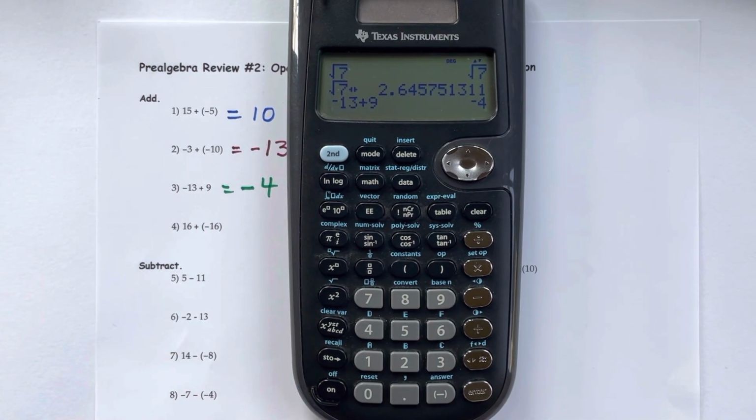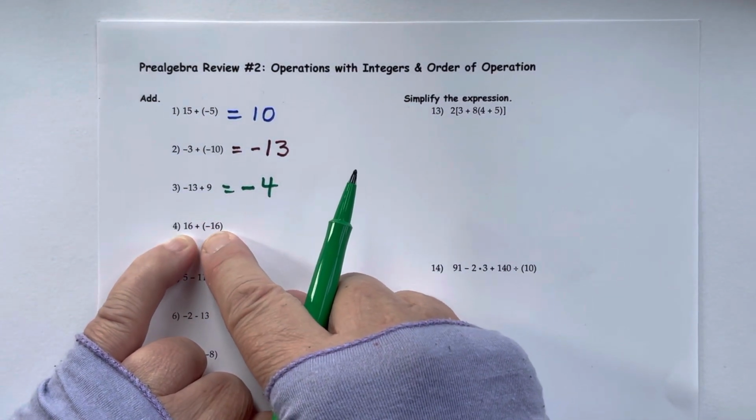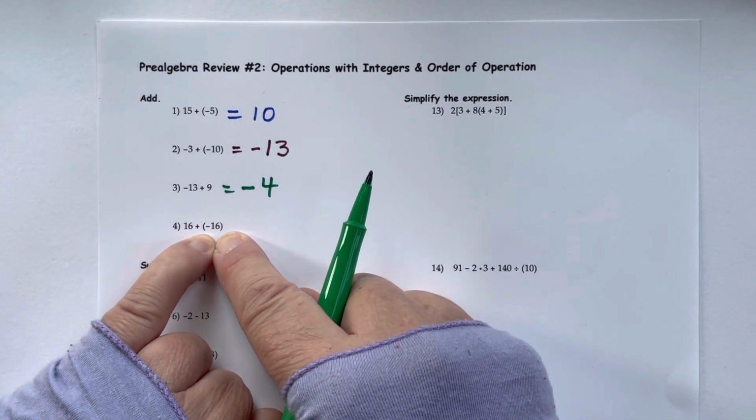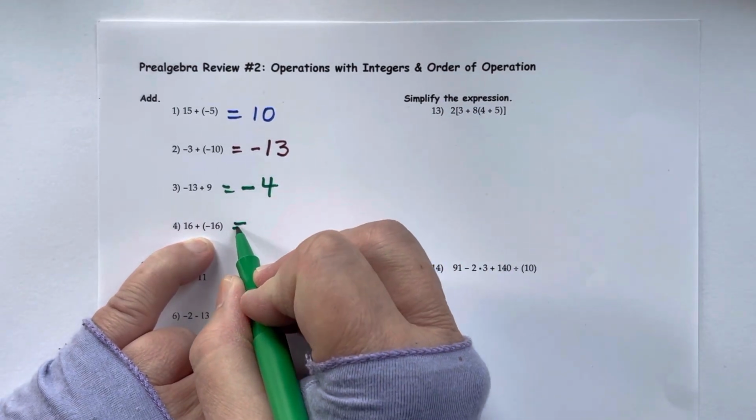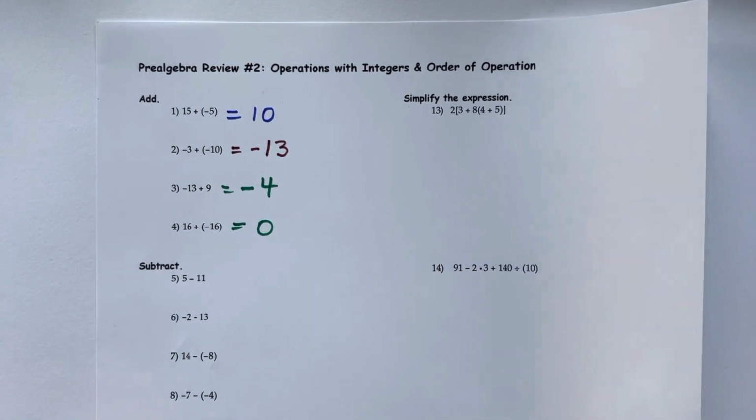Okay, so feel free to check yourself, but do it in your head. Negative and positive 16. So you build up 16 and you cut down 16. So that gives you 0. You end up at 0 there. Okay, let's continue down this page.